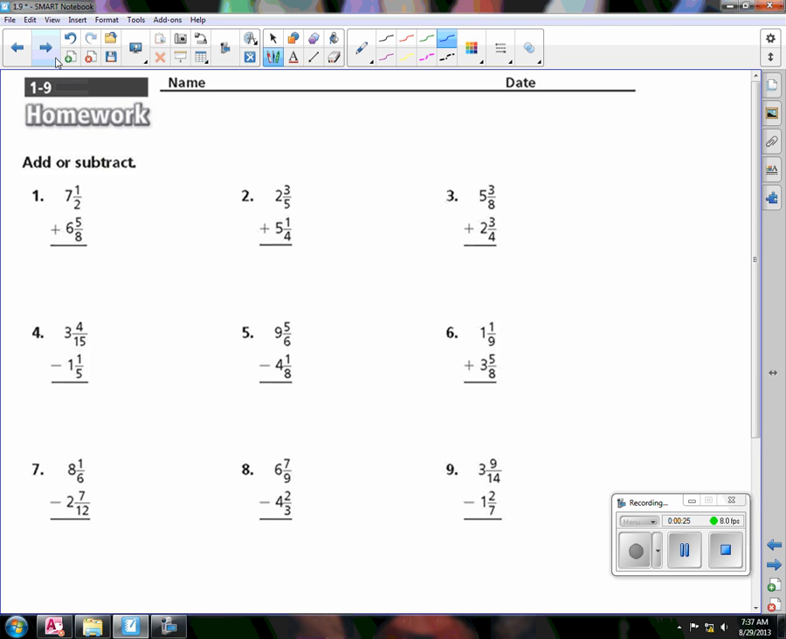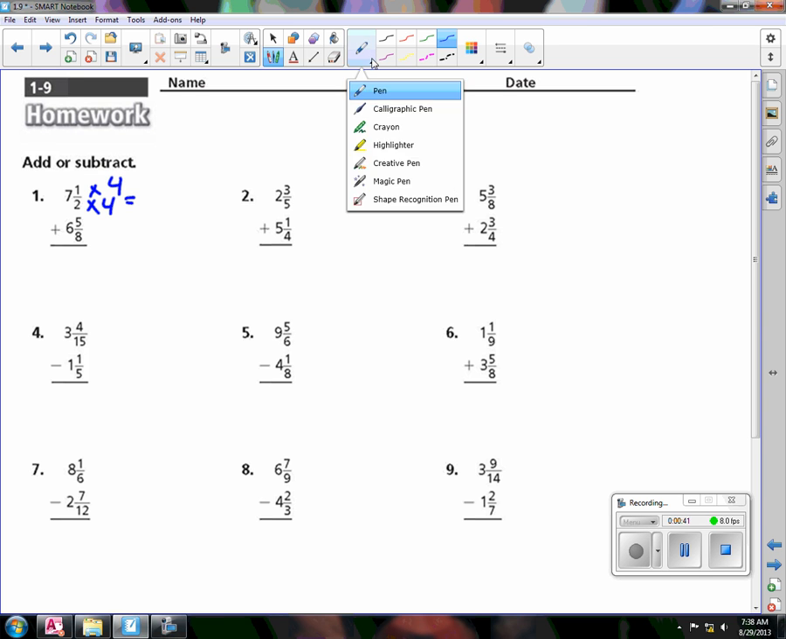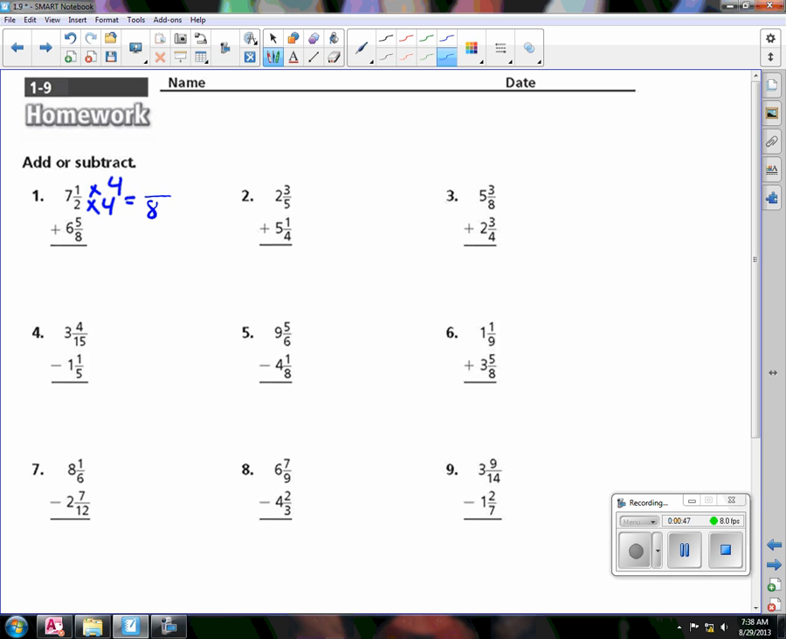So here we have 7 and 1/2 plus 6 and 5/8. What we need to do first is convert the halves to eighths by multiplying by 4. Four times 2 is 8. 4 times 1 is 4. 4/8 plus 5/8 is 9/8. Hopefully you know right away that's an improper fraction.